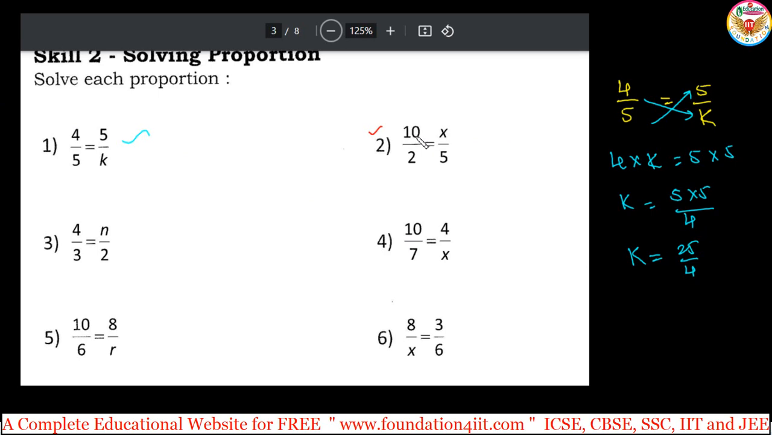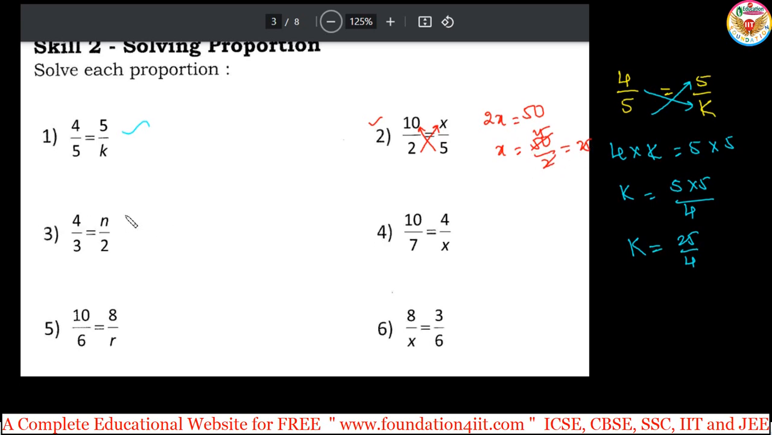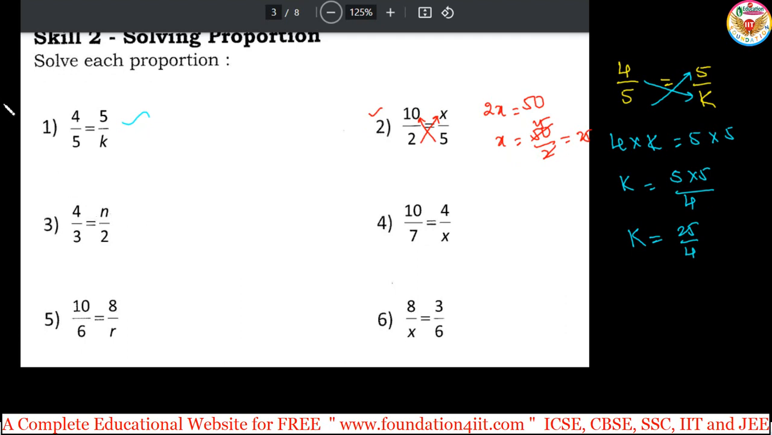Second one, 10 by 2 is equal to x by 5. Just do the cross multiplication. 2x is equal to 5 times 10. So 50, simple. Then x is equal to 50 divided by 2. That is 25, since 2 twenty-fives are 50, right? So the x value is 25. All the problems you can do with the same concept and the same method.